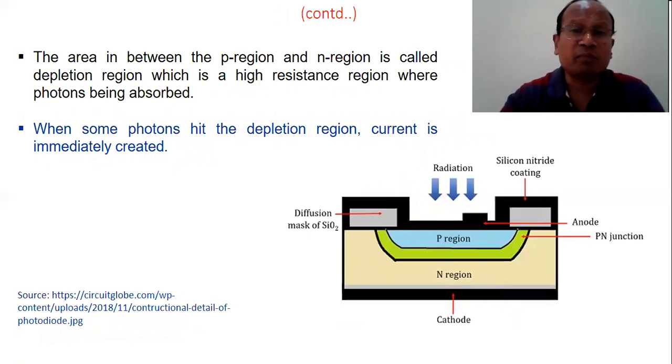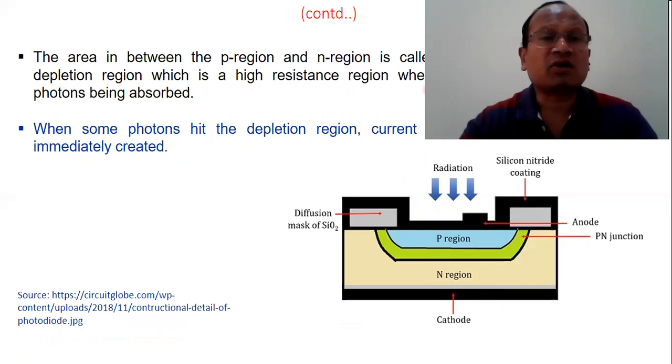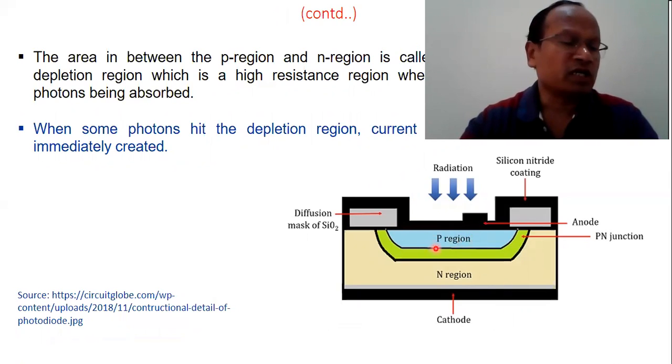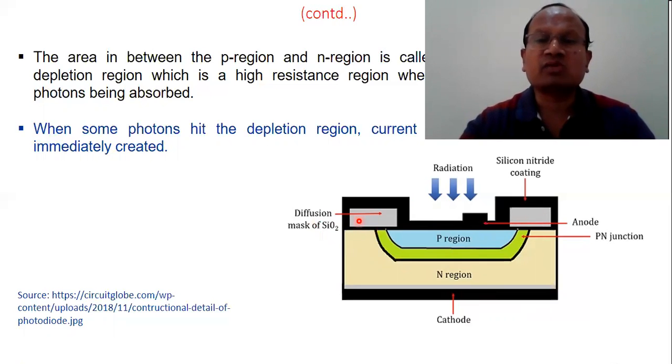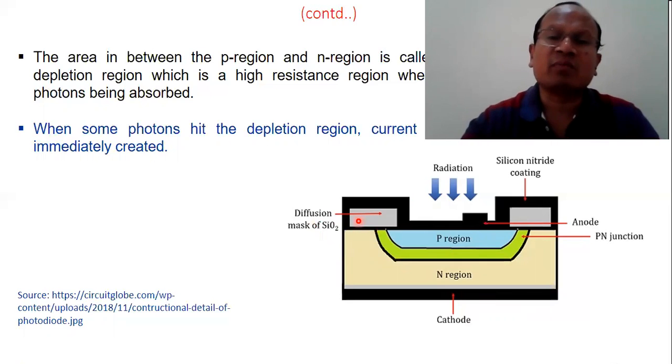The area between the P region and the N region, as highlighted in the previous diagram, is called the depletion region. What is the characteristic of the depletion region? This is how you can construct the photodiode. This shows a constructional diagram where you can see there is a silicon dioxide mask on this side and this side that is providing insulation between this P and N region.